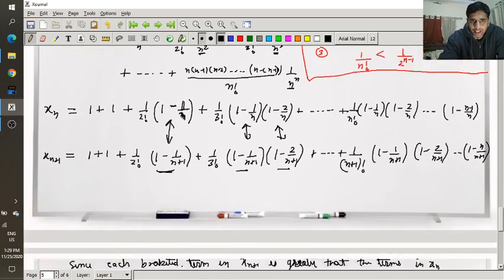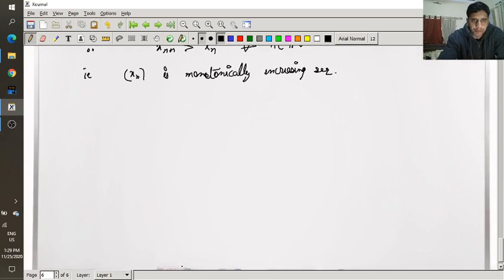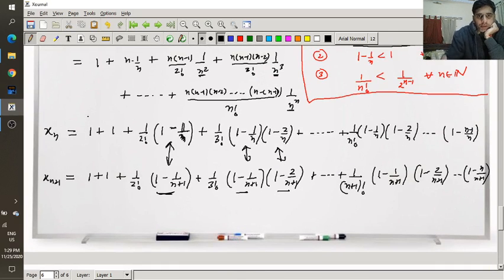Now let us move to the second part, the bounded part. Now, again let us write xn. I will copy the xn from here.